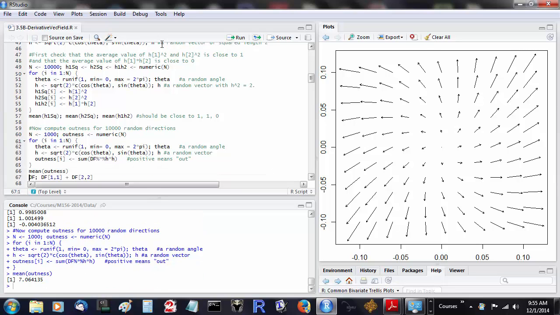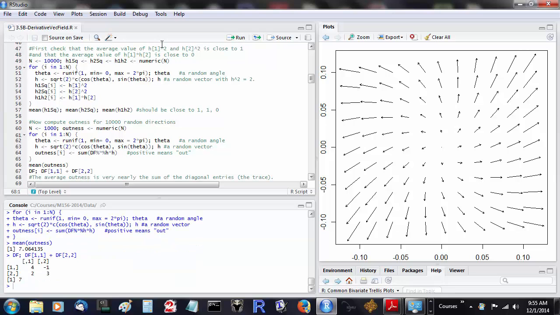And here is the mean of our outness. It came out to 7.06. Let's look at df, and in particular, let's look at its trace. The trace is 7. And that, in fact, is the general rule for divergence. The divergence of a vector field is the sum of the diagonal entries in its Jacobian matrix.